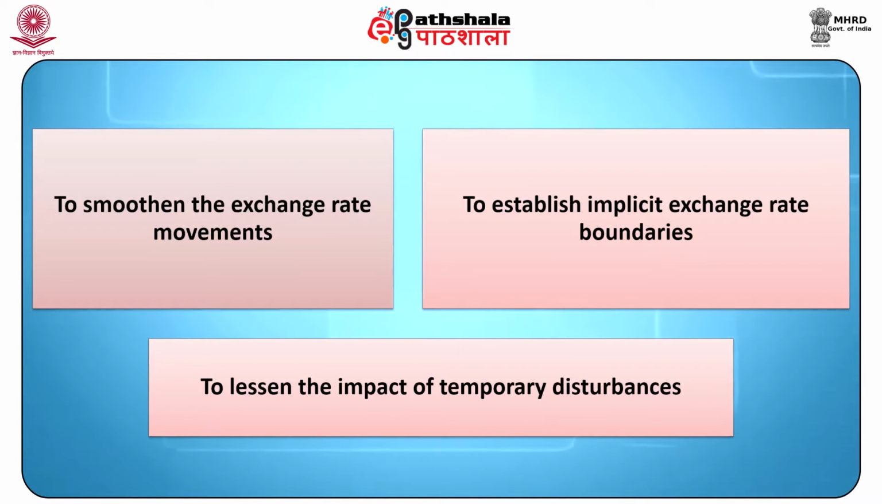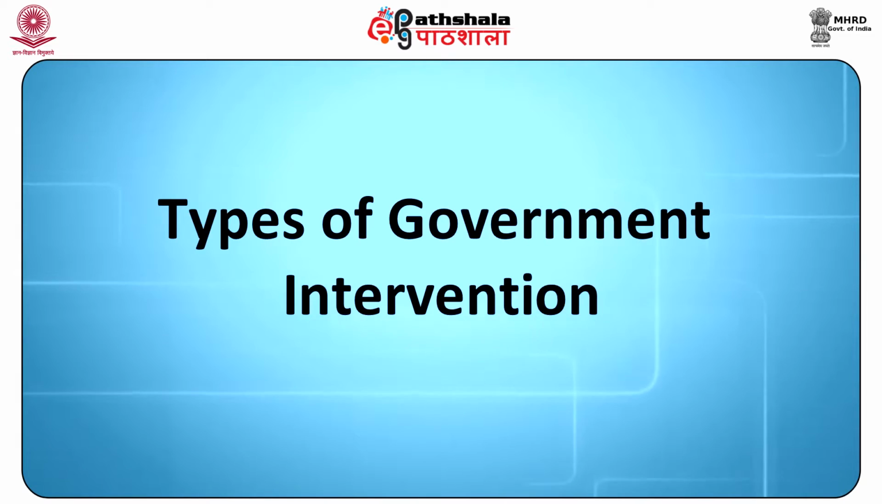For example, suppose India exports the majority of its goods to country X. Recently, a lot of political disturbances are going on in country X, which has badly hit the Indian exporters. So, in order to prevent the rupee's value from falling, the government may intervene. The government therefore intervenes to offset the downward pressure on its currency, in this case the rupee, caused by such temporary disturbances.